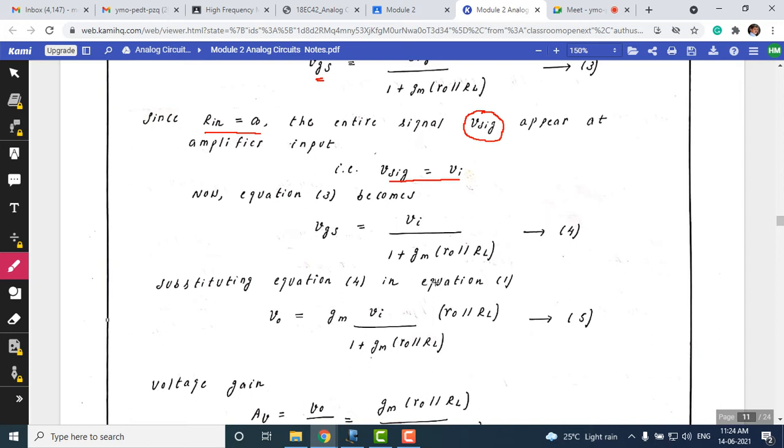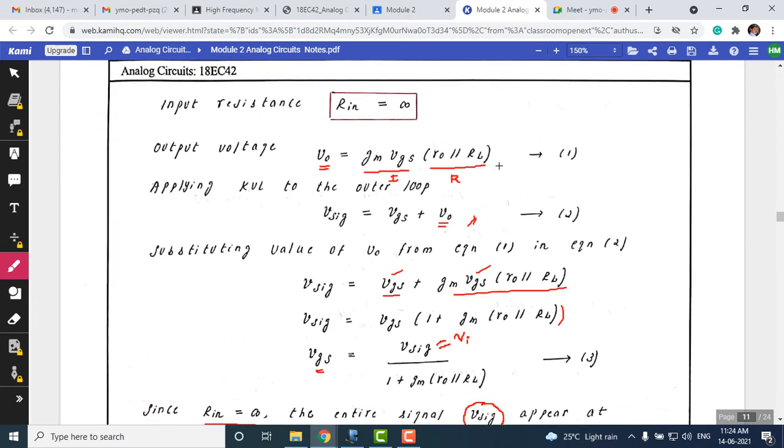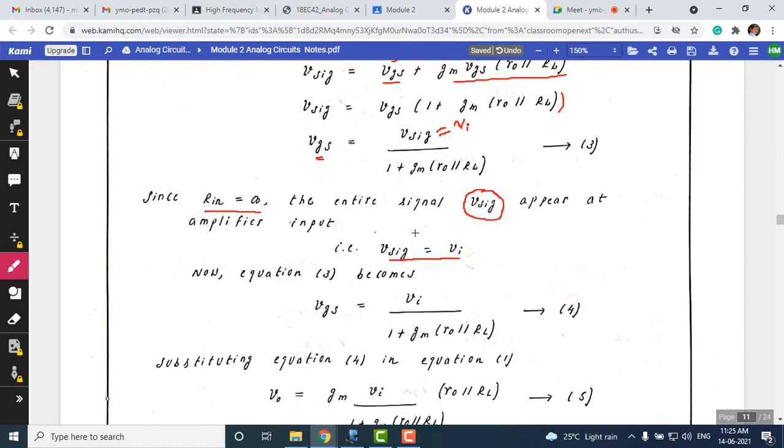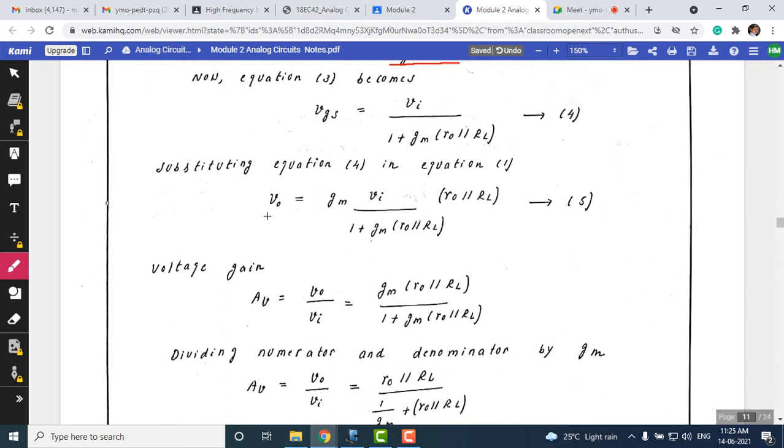Now we can substitute equation 4 in equation 1. Equation 1 is the output voltage equation. So far we have derived the equation for the gate to source voltage, and we have seen different versions of it, in terms of V signal and in terms of Vi. Now once we substitute here for VGS, we can derive the equation for the output voltage. Substituting equation 4 in equation 1, we get the output voltage equation as Gm times Vi.